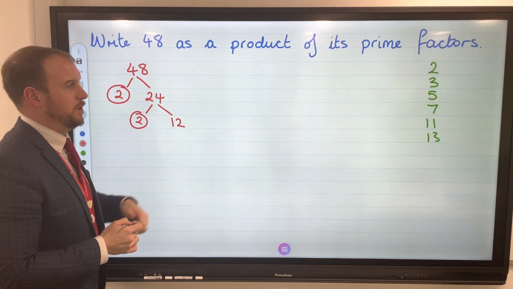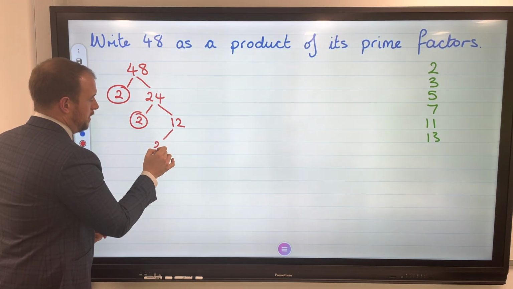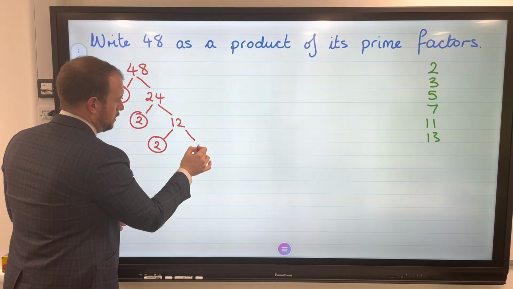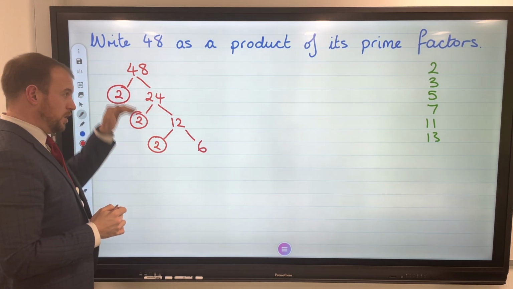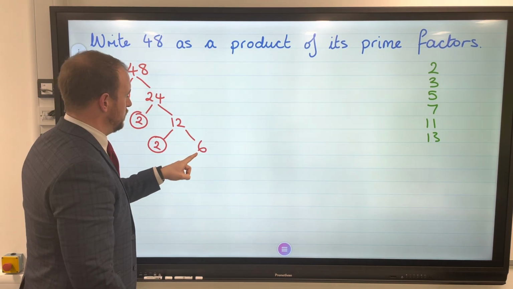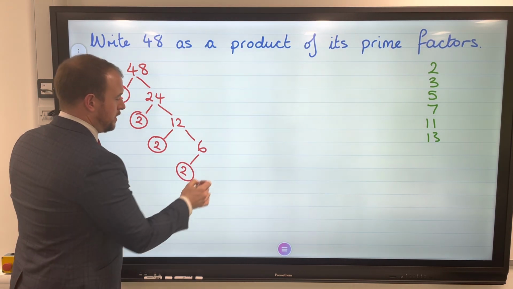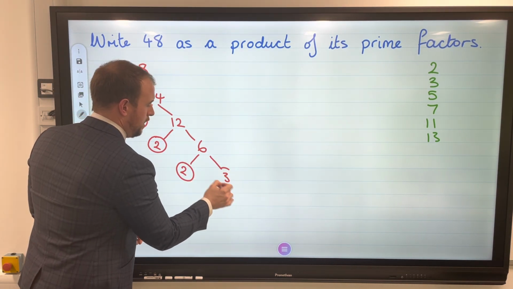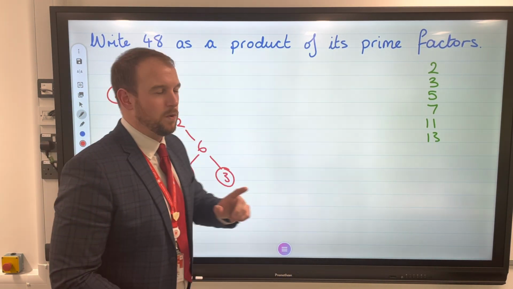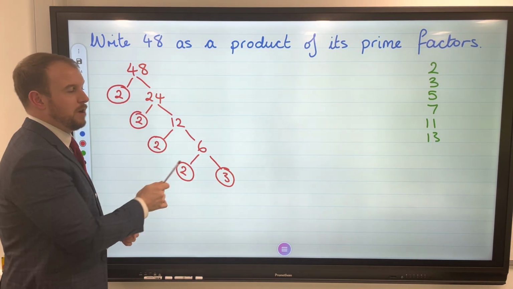We're now at 12. What is the smallest prime number that goes into 12? It is 2 because it's even. 2 goes in 6 times. So working down the tree, we're now at the number 6. Smallest prime number that goes into 6 is 2. How many 2's go into 6? 3. I'm going to circle 3 because it's a prime number. And that's what we have to do: work our way down the tree until you get to a prime number.